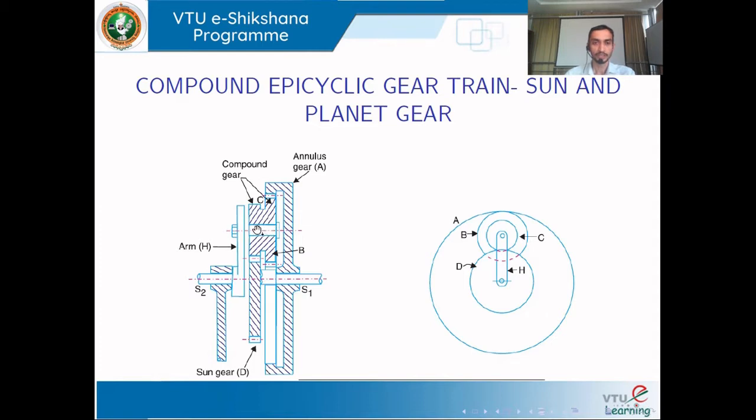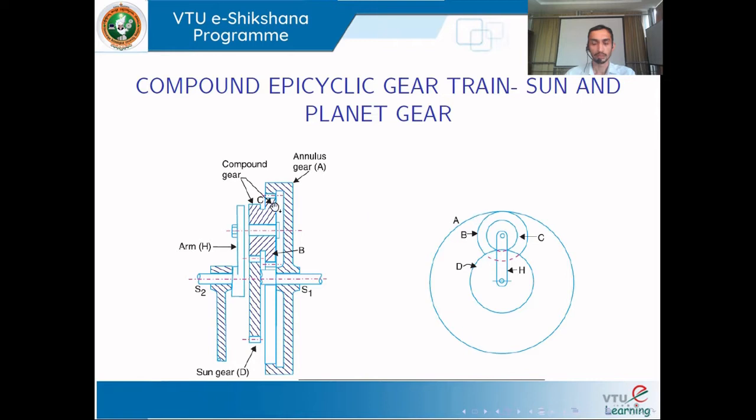This in turn has meshed with a sun gear D, and this compound gear is held by an arm, which is connected to the shaft S2. Now, the sun gear, the shaft S1 and the shaft S2, they are all coaxial, but the motion of each of the elements is independent of the other.